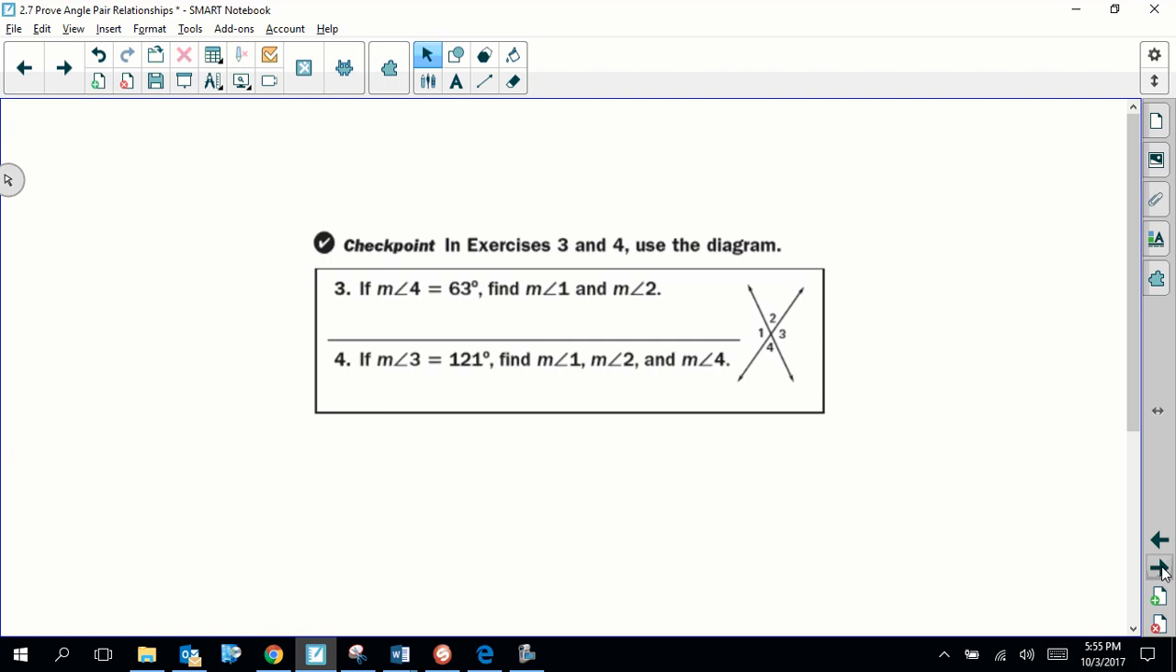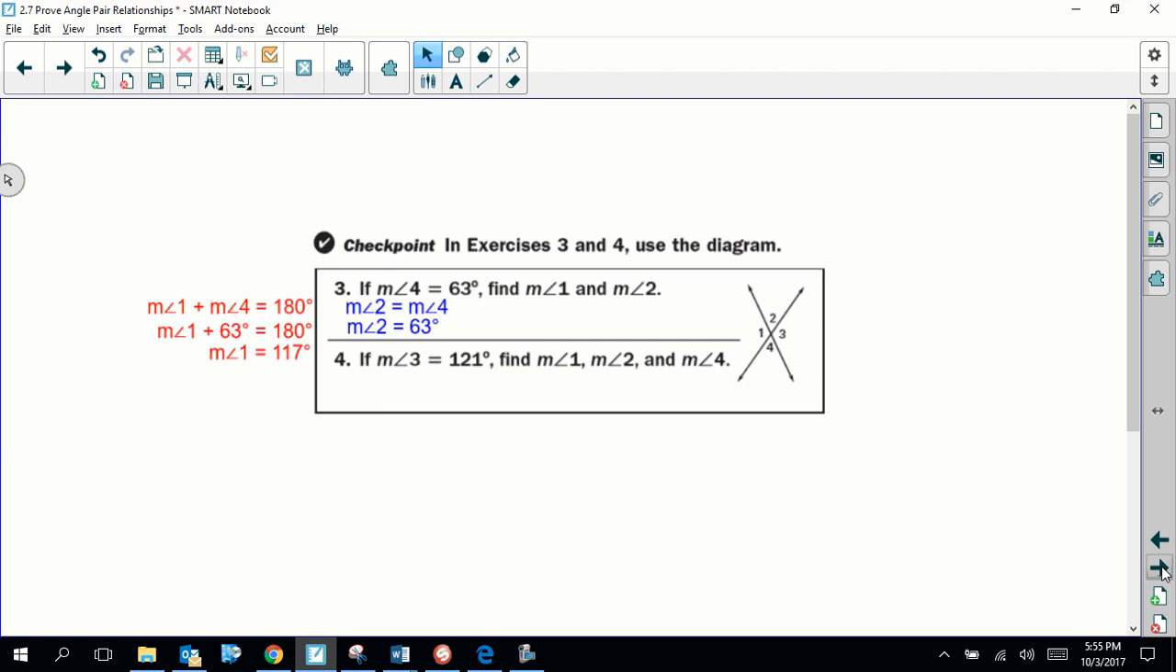All right, so let's take a look. Angle 4 is 63 degrees. Find the measurement of 1 and 2. Well, angle 1 and angle 4 form a linear pair, so they're supplementary. And angle 2 and angle 4 form a vertical pair, so they're congruent to each other.